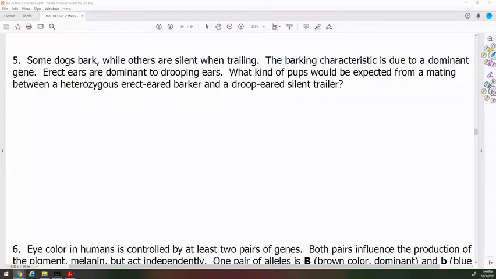Some dogs bark while others are silent when trailing. The barking characteristic is due to a dominant gene. So let's start there with our alleles. Capital B is for barking, and we're going to use lowercase b for our recessive trait, which is silent. So little b equals silent.